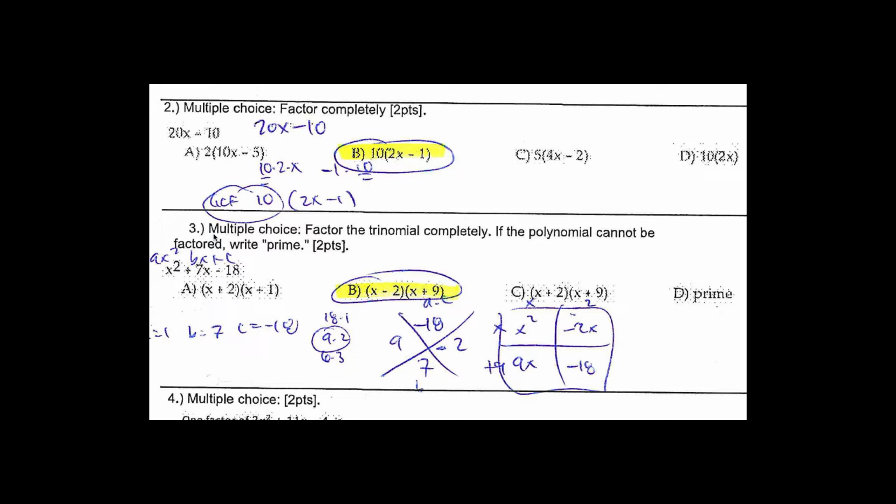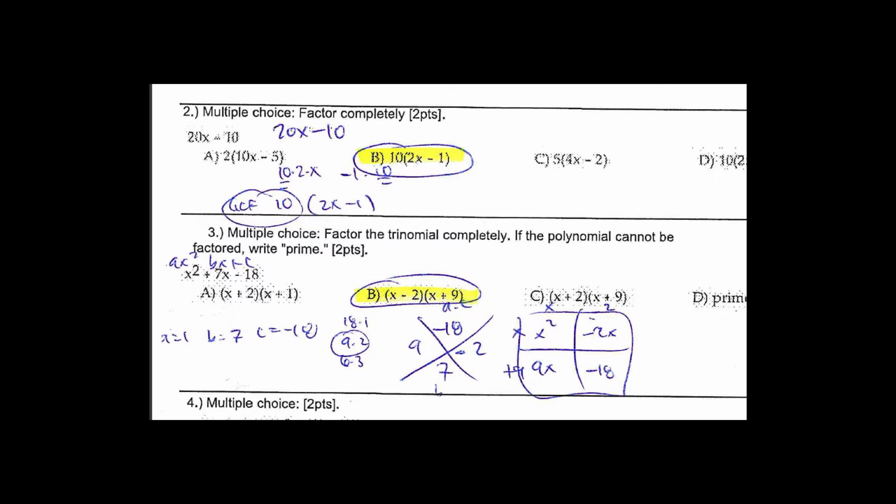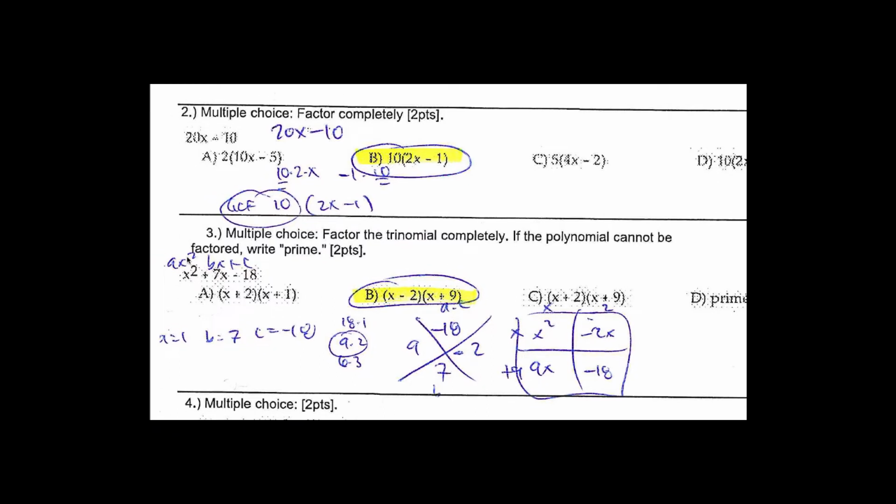Question number 3 says, multiple choice, factor the trinomial completely. If the polynomial cannot be factored, write prime, or circle prime. So where is the trinomial? 1, 2, 3 terms. And so here I wrote standard form right above it: ax squared plus bx plus c. The a, b, and c are the numbers in front of the x squared, so that would be the a value, b value would be 7, and c value would be negative 18.